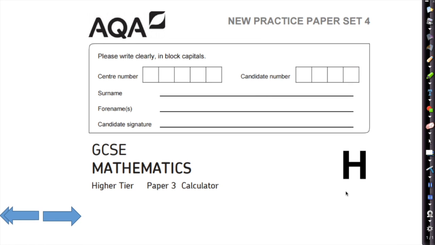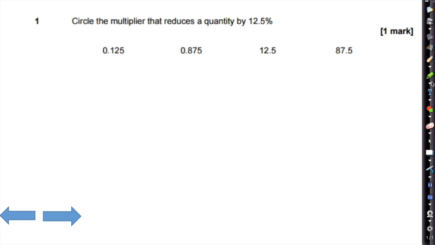So we're looking at practice paper set 4, paper 3, the AQA calculator paper. Just having a run through of this test paper, just to give us a little bit of extra guidance on what we could have done right, having already tried this mock. So looking at question 1, we've got a multiplier question where we're trying to reduce a quantity by 12.5%.